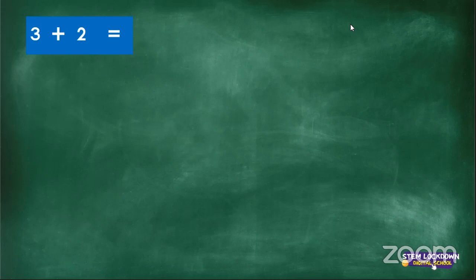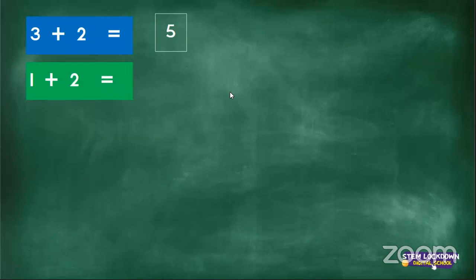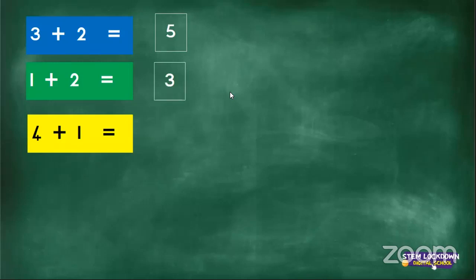Yes, 3 plus 2. I know this sum. 3 plus 2 equals? What is the answer? 3 plus 2 equals 5. Good. Let's have a look at the next sum. 1 plus 2 equals? 3. Good. Let's have a look at the yellow block sum.